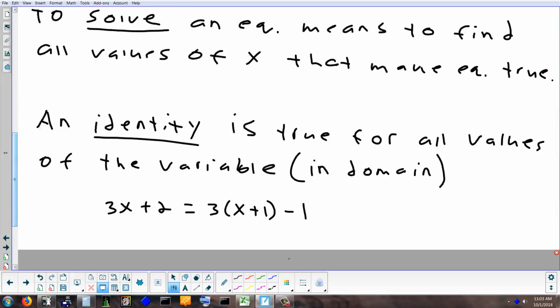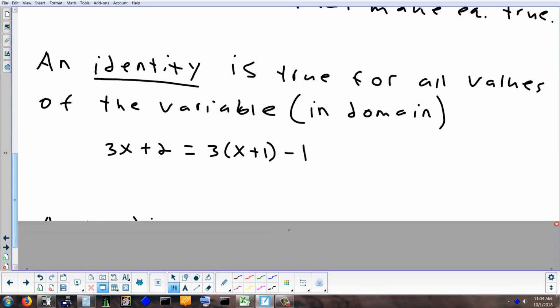But some equations, like the one I'm going to show you right here, you can plug in any number to make it true. Let me just pick a number like 1. If I plug 1 in, watch what happens. 3 times 1 is 3. 3 plus 2 is 5. So I get 5 on the left. 1 plus 1 is 2. 2 times 3 is 6. 6 take away 1 is 5. So I showed you that 1 works. You can plug in any number that you can think of, and it will always work. And if you have an equation that is true for all values, that's called an identity.